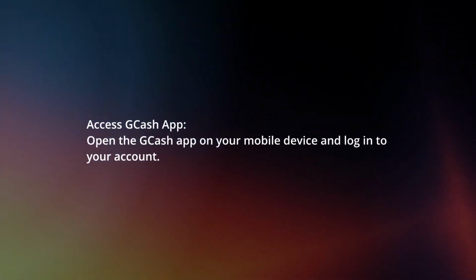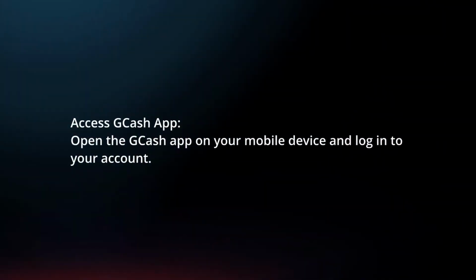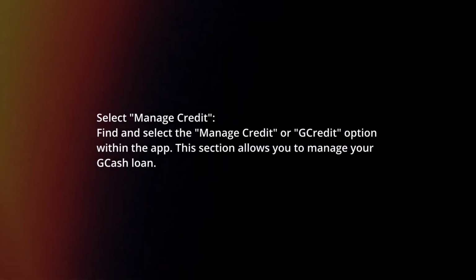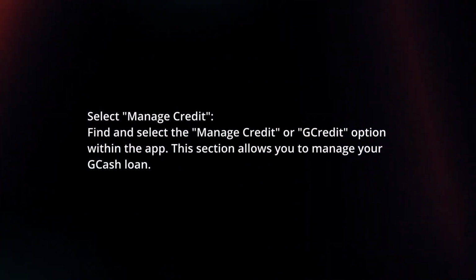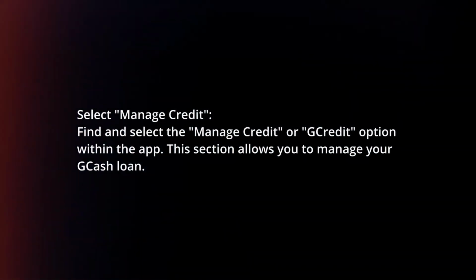Paying off a GCash loan involves these steps. Access GCash app. Open the GCash app on your mobile device and log into your account. Select Manage Credit. Find and select the Manage Credit or G-Credit option within the app. This section allows you to manage your GCash loan.